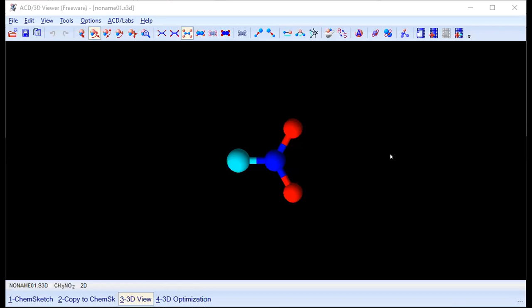When we drew the nitromethane on the previous page, we had a double bonded oxygen and a single bonded oxygen. And you remember from general chemistry, double bonds are shorter and stronger than single bonds. Single bonds are longer and weaker than a double bond. Triple bonds are the shortest and the strongest. A lot more energy in a triple bond. But we don't see that here. We see two bonds of equal length.